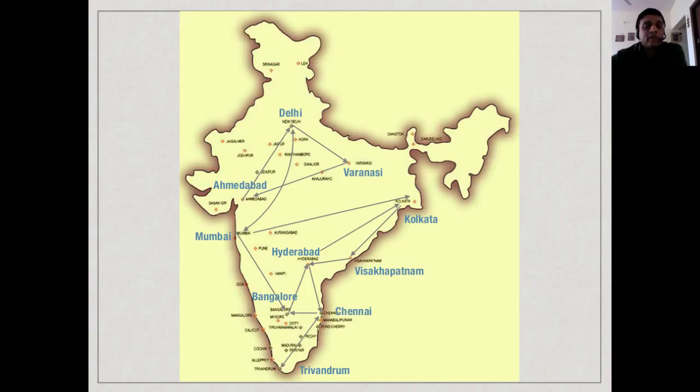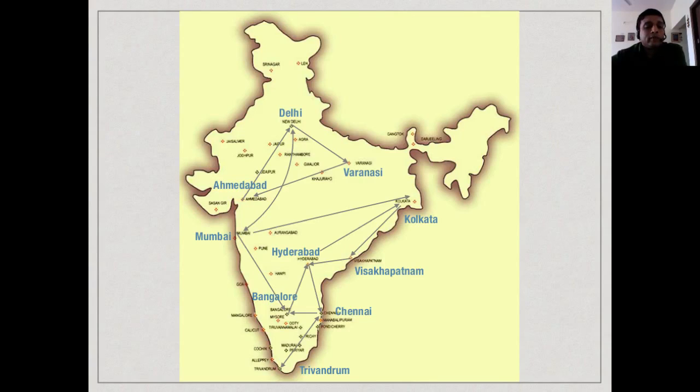Now some of these flights are in one direction. You can go from Delhi to Varanasi, but you can't come back directly to Delhi. You must go to Ahmedabad and then come back. So this is quite common if you look at airline schedules. You will find these kind of triangular routes where you go around a triangle and you can't go back directly without hopping in between.